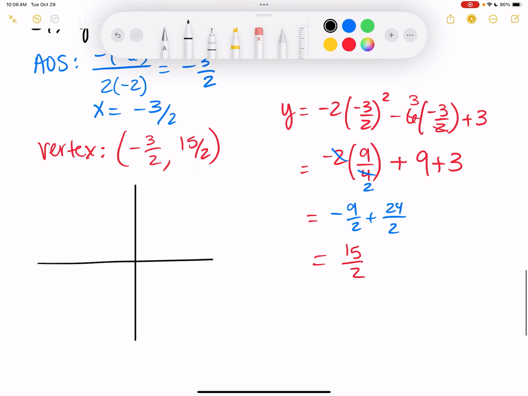All right, so graphing. Oh, goodness, 15 over 2 is high. Isn't 15 over 2 approximately 7 and a half, 7.5? So I need to go up to 8 on my graph. I know that it opens down, so I have no need to go higher than that.